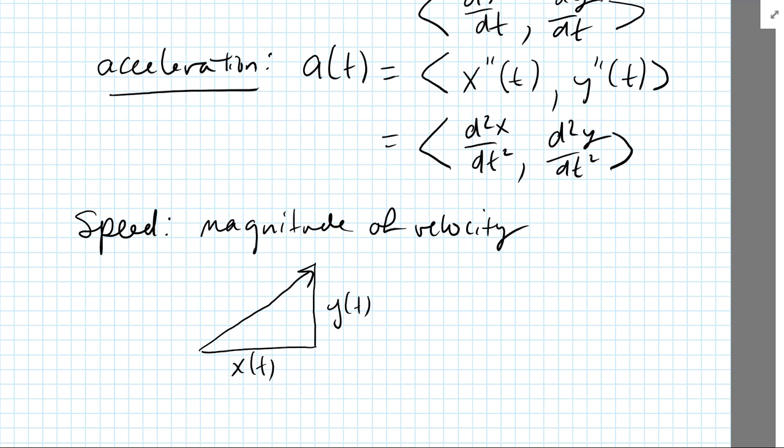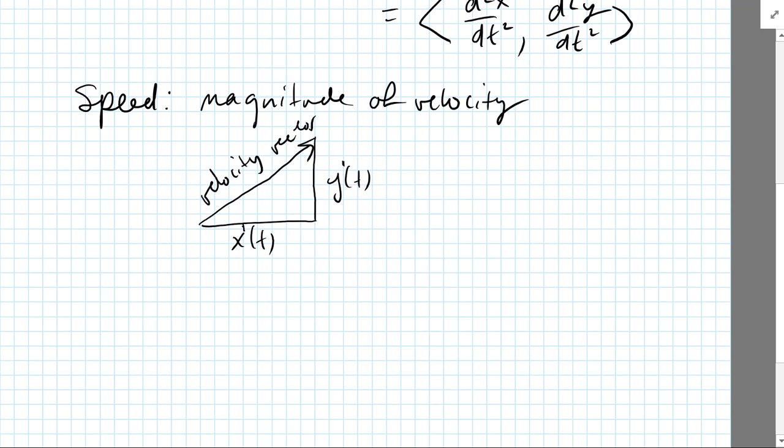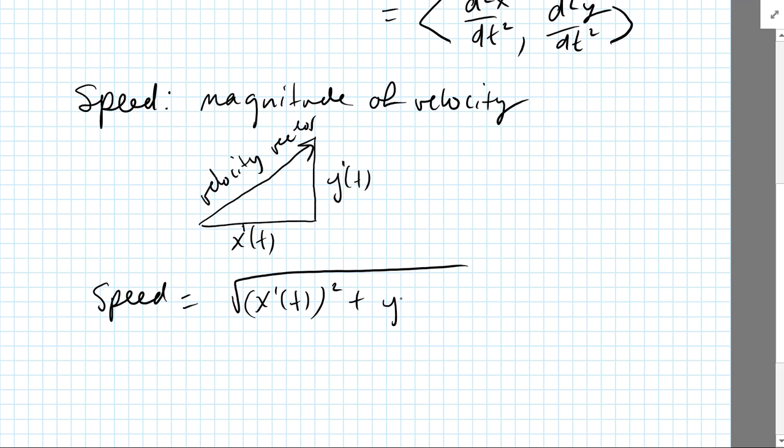But it's the derivative. I didn't do that right. There's tick marks there. This is, hang on. We got a velocity. This is velocity. So that's a derivative. So if we want this distance here, which is speed, that distance is equal to the square root of x prime of t, all of that squared, plus y prime of t, all that squared.